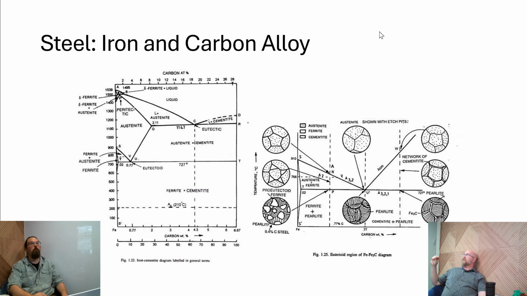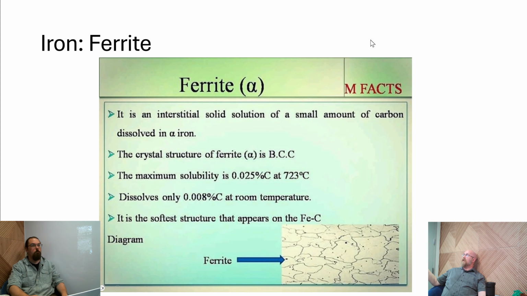If we go to the next slide, we're going to talk about a particular phase on here, and that's ferrite, which is an interstitial solid with a small amount of carbon dissolved in alpha iron, and it is BCC in nature. So this is a phase that is body-centered cubic. It is the softest structure that appears in the FCC category, right? So we've got ferrite here, and that's a little of what it looks like there.